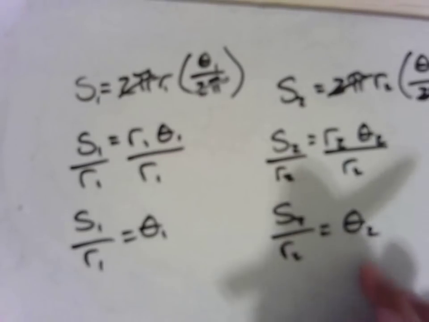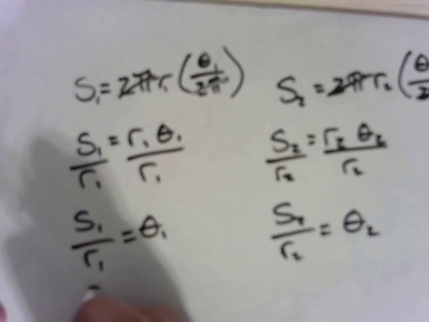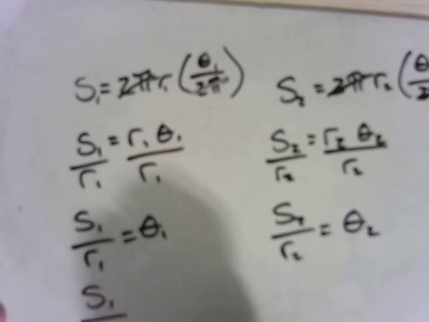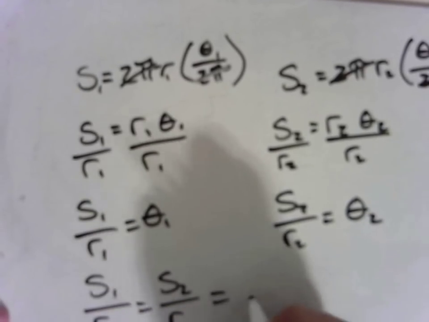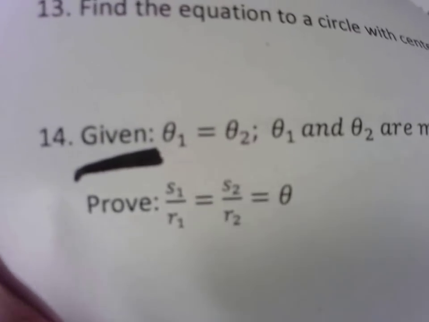Since theta 1 is equal to theta 2, that means arc 1 over radius 1 is equal to arc 2 over radius 2, which is equal to theta, which is what we were trying to prove. Right there. Proven.